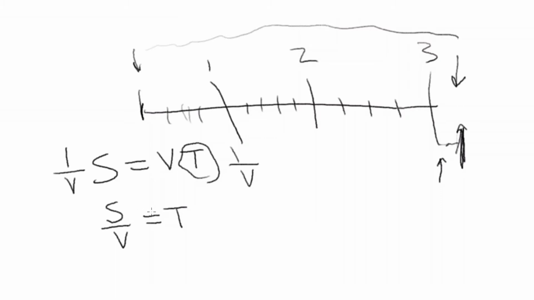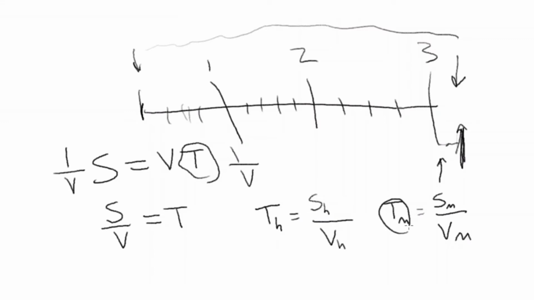Are you ready for this? Let's say t for the hour guy, I'm going to put a subscript h, equals the distance for the hour guy, subscript h, over the velocity for the hour guy. And the time for the minute guy equals the distance for the minute guy, because this is all what Galileo taught us, over the velocity for the minute guy. But I know something. They're both walking for the same amount of time. This guy equals this guy.